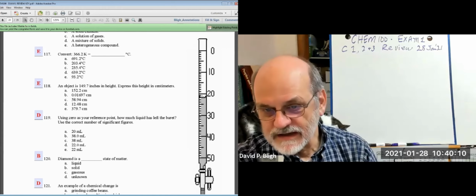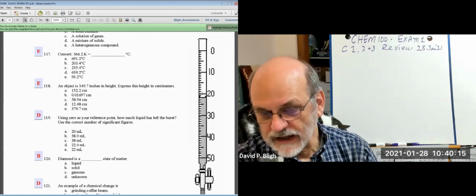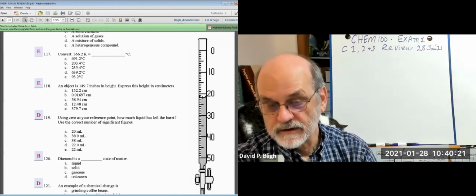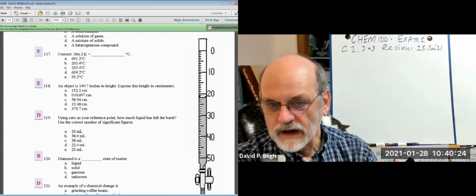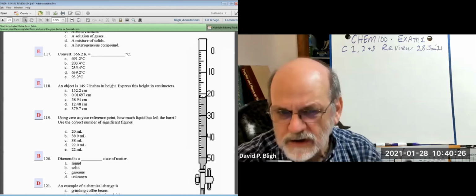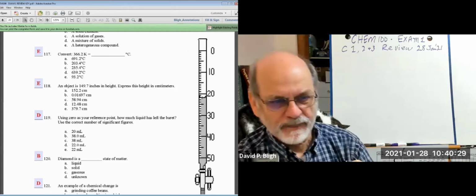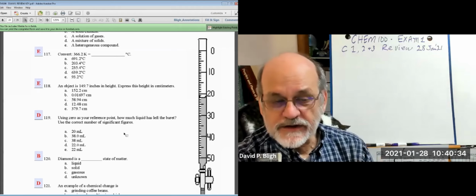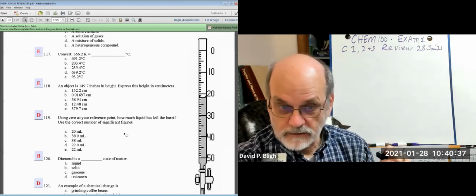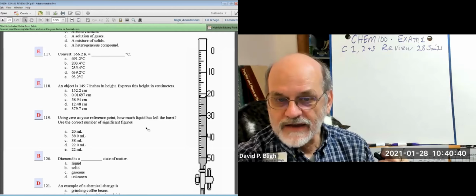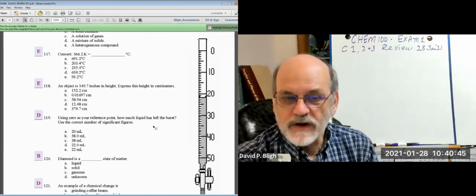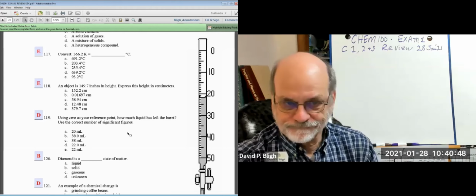So if you find that the level of the liquid is down here and we started at 20, it's going to be greater than 20 that was delivered. If you started at 0, then it would deliver, looks like, 22.0. So let's see, 119, was that it? Yeah, 119. Using 0 as your reference point, we're starting at 0. How much liquid has left the burette? How much has been dispensed? Use the correct number of significant figures.